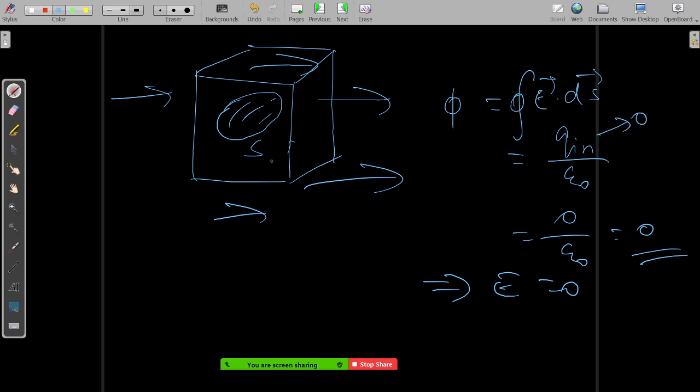There is no net positive or negative charge inside a conductor, because all the charges will be accumulating on the outer surface. At any point inside the conductor, if you want to find a charge, there will be charges, but those will be cancelling out each other. So there is no net charge inside the conductor.